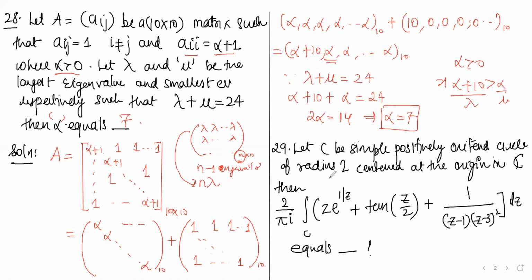All right. And now let's solve this one from complex analysis, and it's basically complex integration. Let C be a simple positively oriented circle of radius 2 centered at the origin in C. Then 2 over pi i times the integral over C of z e to the power 1 by z plus tan z by 2 plus 1 upon (z minus 1) into (z minus 3) squared dz will be what?